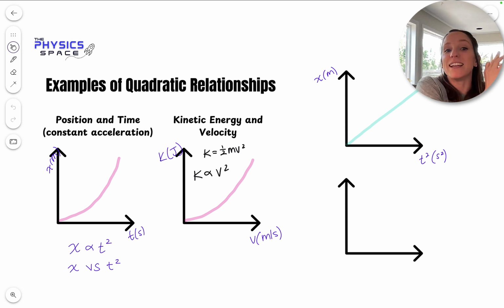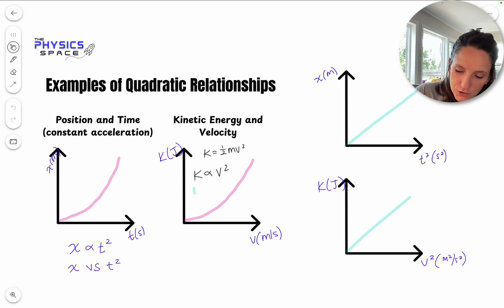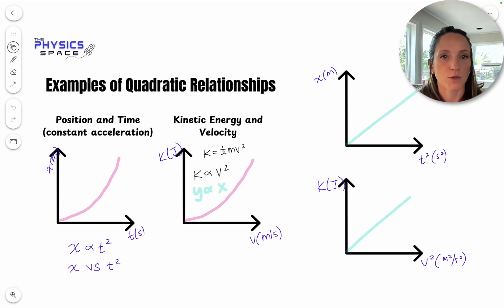So if I graph kinetic energy on my y-axis and speed squared on the x-axis, that is going to linearize my graph. So if I put kinetic energy in joules, speed squared would be meters squared per second squared, I'm going to get a graph that is a straight line. Okay, it all comes back to that proportionality. If we do this on our y-axis, this on our x-axis, we're going to get that linearized graph. All right, so that's two examples with quadratic relationships that we have linearized.